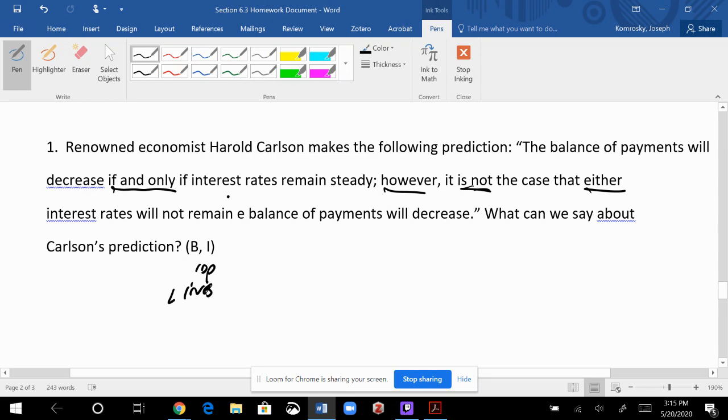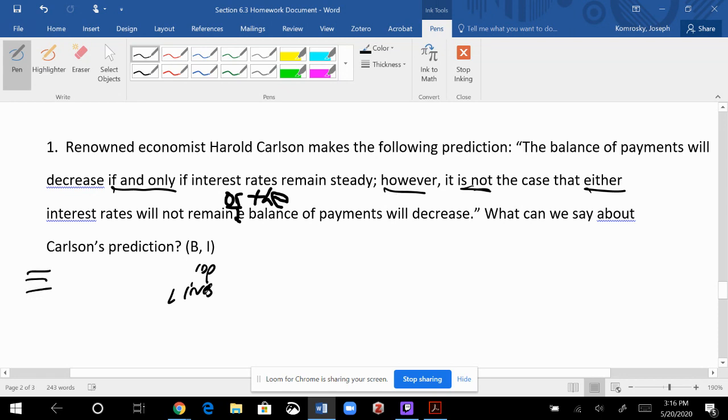I won't type this in, you can look at your homework right there. So that just gets inserted here. So it says either interest rates will or will not remain steady, or the balance of payments will be decreased. Okay, so we got trigger words. We got either, or. We have if and only if. So my if and only if, I know I'm going to have a triple bar.